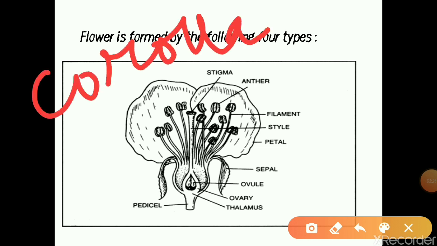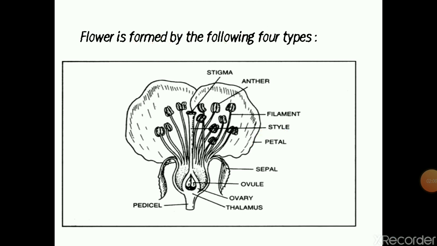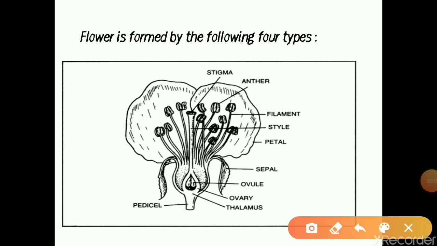This is not corona, this is corolla. A group of petals is known as corolla. Corolla attracts birds and insects for pollination, which increases the chance of reproduction. Clear, students? Corolla attracts insects and birds by its beautiful colors, which increases the chances of successful reproduction. Clear, students? Next we'll be talking about androecium.